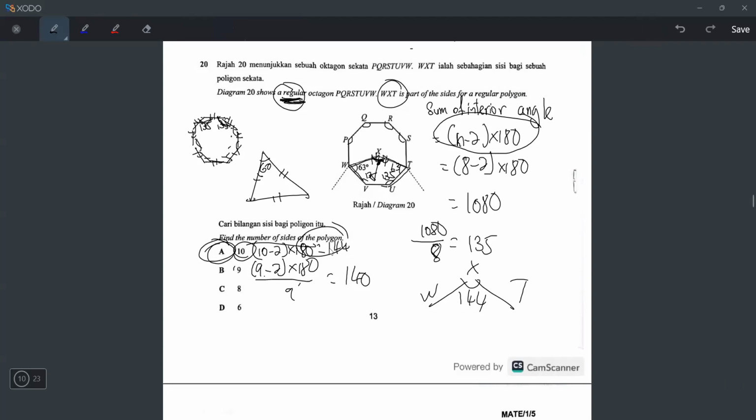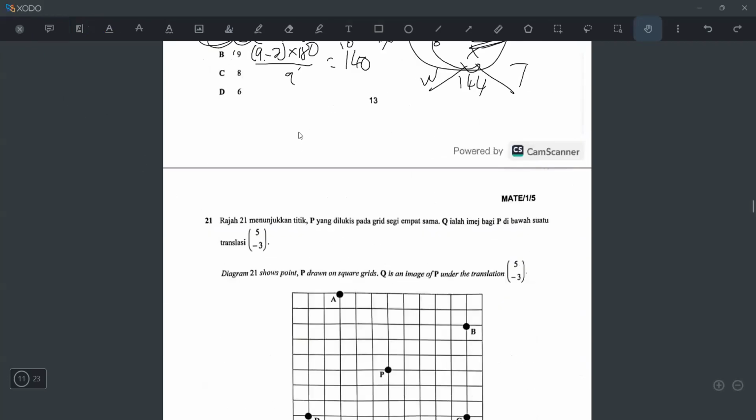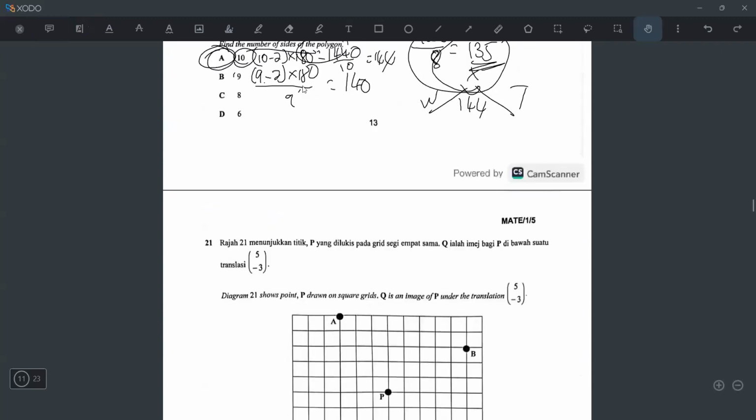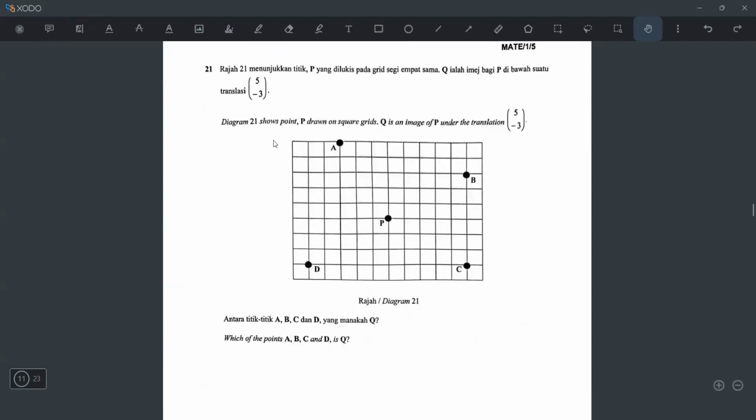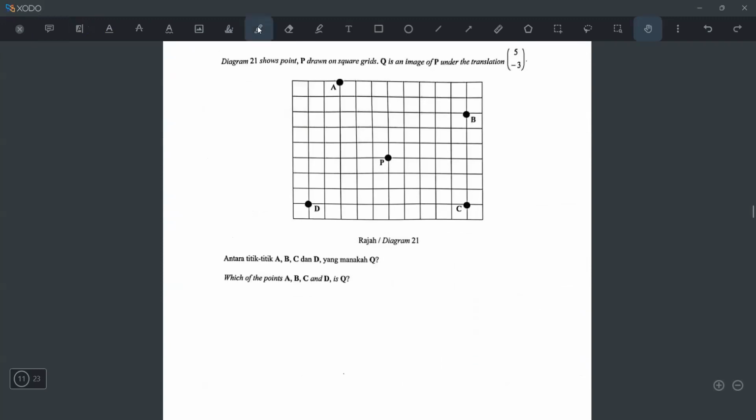But the answer is A. The answer is A because you get 1440 here, right? And then you have to divide by 10 and you get 144. Okay, it's definitely not 8 because for 8 sides we already know each angle is 135 if it's a regular octagon. If you take 8 minus 2 times 180, you will get 1080, and then you divide by 8, you will get 135. You already did that just now. So the answer is A. Hopefully you understand. These are all from Form 3, chapter 1, angles of polygons, these are all lower form.